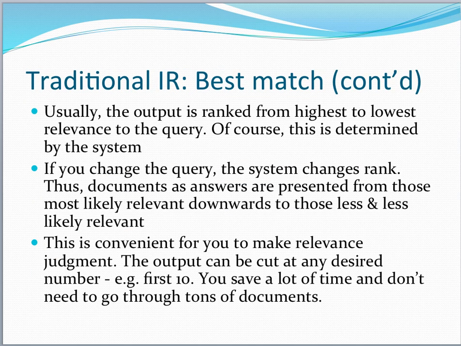Usually the output is ranked from highest to lowest relevance to the query. Of course, this is determined by the system. It's not determined by you. If you change the query, the system changes rank. Those documents as answer are presented from those more likely relevant downwards to those less likely relevant. This is convenient for you to make relevance judgment. The output can be cut at any desired number, for example 10, because you don't need to go through every document to see if relevant or not, because they are ranked.